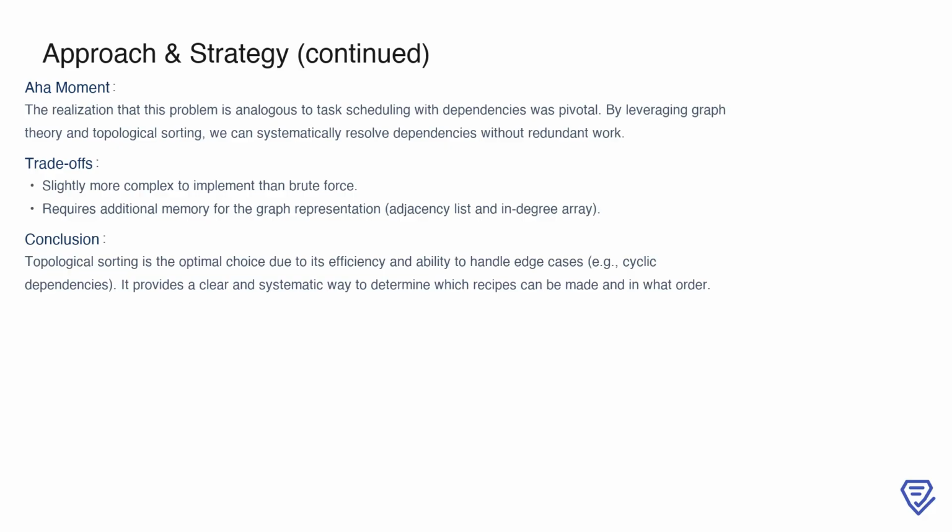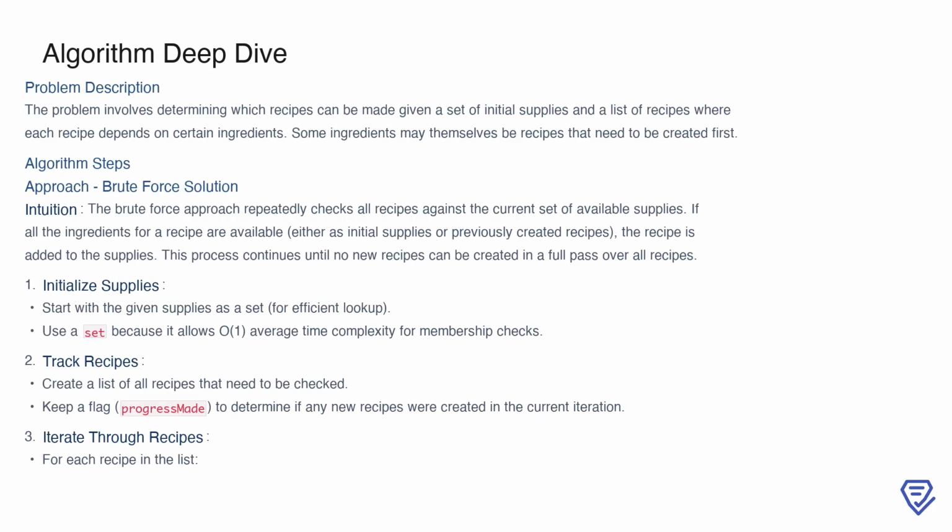clarity, and robustness. To solve this problem, we need to determine which recipes can be created using a given set of initial supplies, considering that some ingredients are themselves recipes that need to be prepared first. A brute force approach to tackle this involves repeatedly checking each recipe against the current set of available supplies. If all ingredients for a recipe are available either as initial supplies or as recipes that have already been created, we add that recipe to the supplies. This process continues until we reach a point where no new recipes can be made.